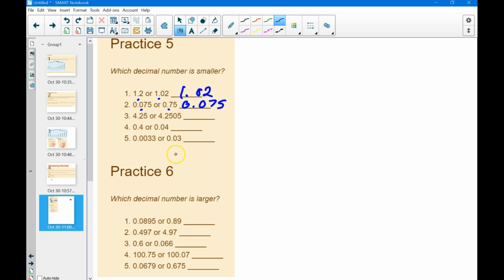This one is kind of more tricky because we have 0.425 and we have 4.25. But this one here has extra numbers, which makes it a little larger. So the smaller number will be 4.25.